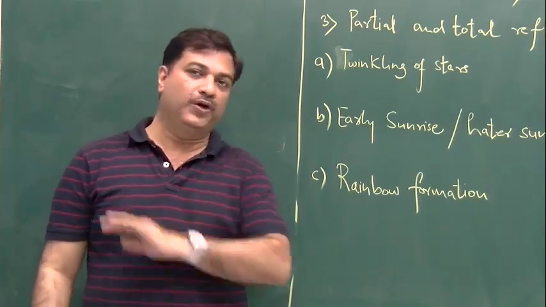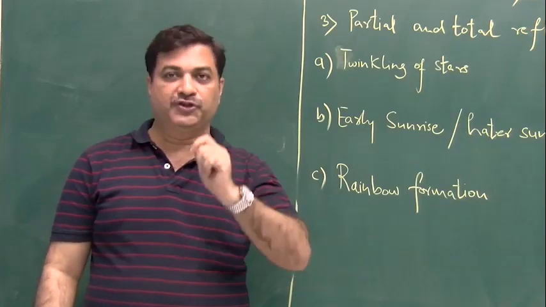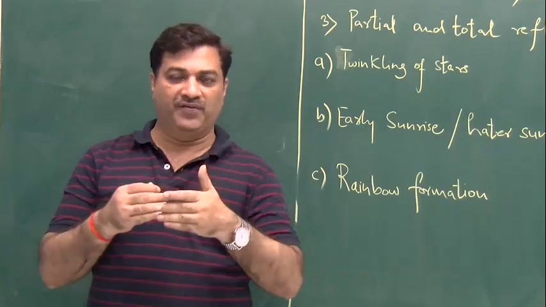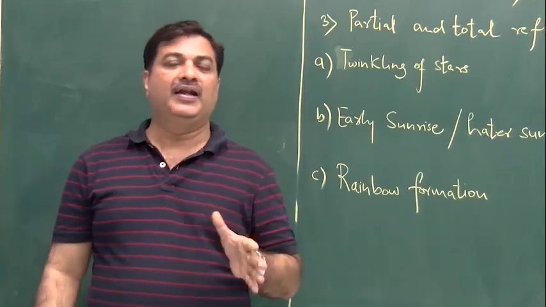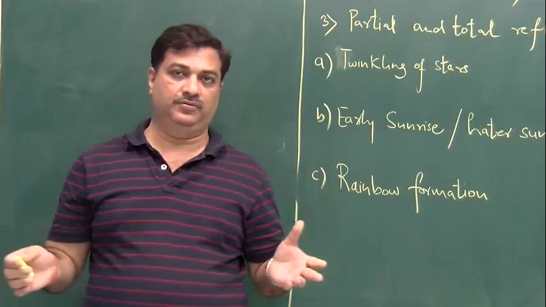Alright, so over to the next concept, which is dispersion of light. Now, for dispersion of light, let us understand one fact. White light is made up of 7 different colors.